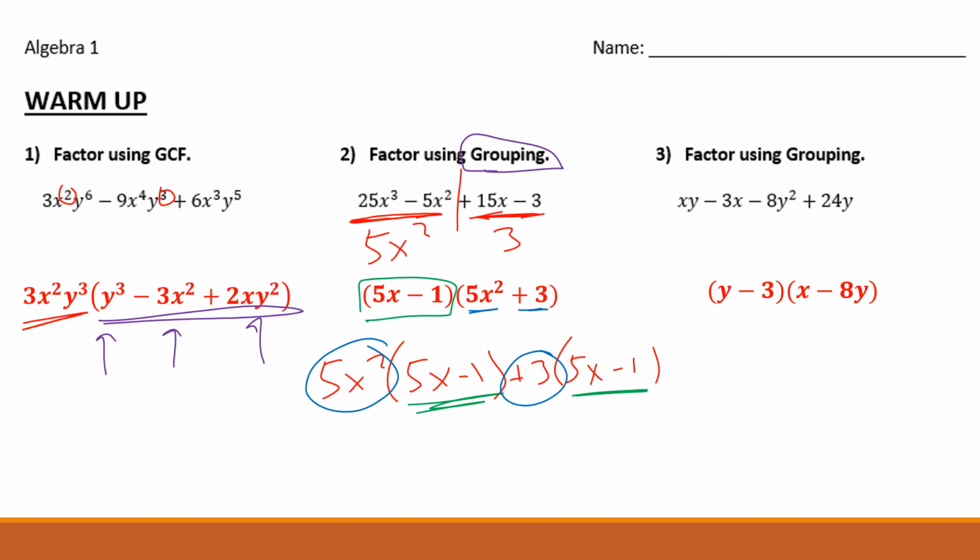Same process for number 3, factoring using, again, grouping. You'd have to split it, and then just notice this time in that second group, you'd have to take out the negative, so negative 8y, because that leading term is negative in the second group.